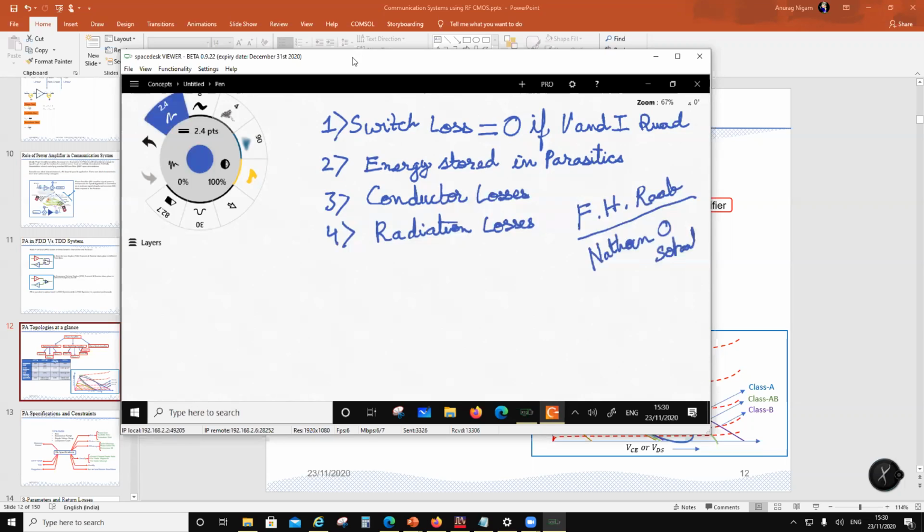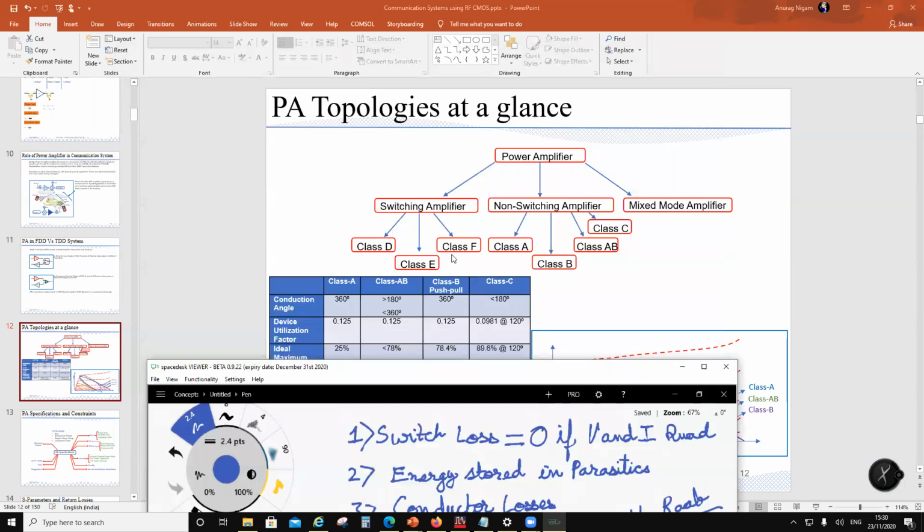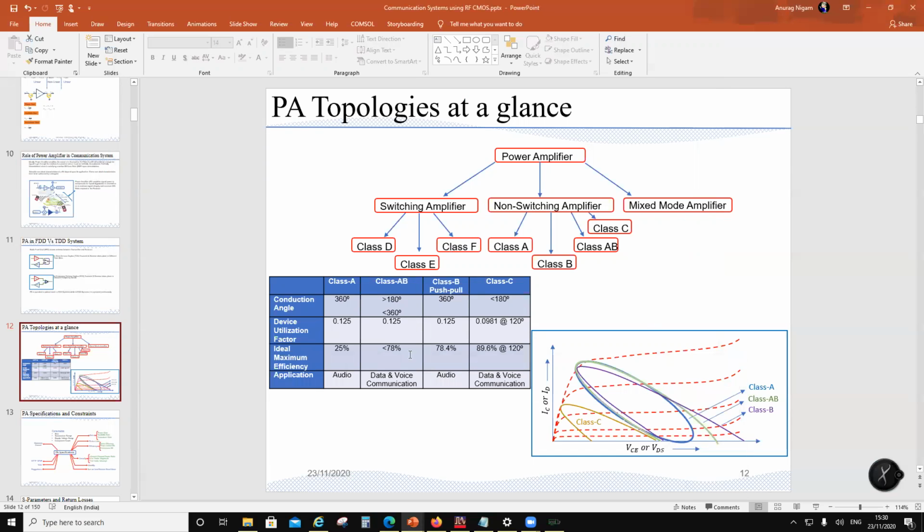So we have seen that there are amplifier topologies which are switching amplifiers. You have class F. What is class F doing? Maximally flat. If you use a small transistor and flatten the voltage waveform, then for a given power capability of a transistor, you will be able to put out more power from this topology. The device utilization factor here is 1.59 for class F.